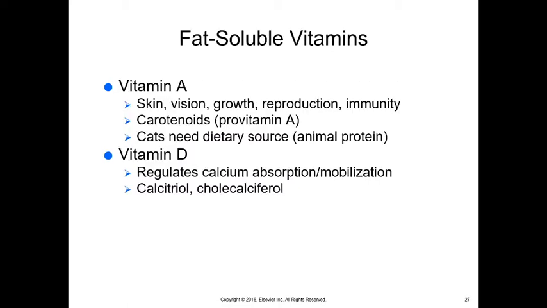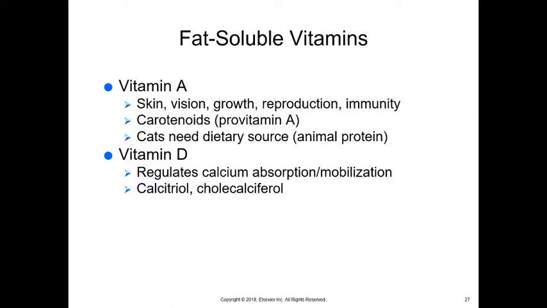Some fat-soluble vitamins and what they do. So vitamin A is responsible for good skin, vision, growth, reproduction, and immunity. Carotenoids are a pro-vitamin A, so when you take carotenoids into your body, it can make them into vitamin A. Cats do need this as a dietary source. They need animal protein.